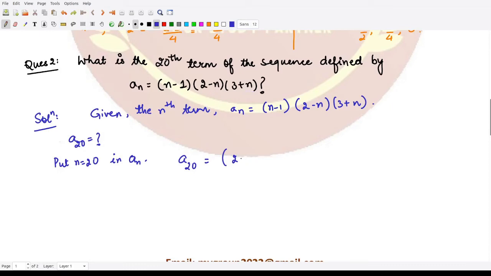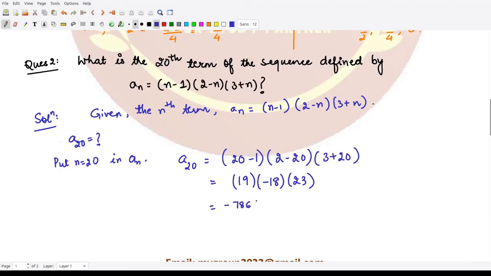So we have 20 minus 1 in the first bracket, then 2 minus 20 in the second bracket, and 3 plus 20 in the third bracket. We can solve each of the brackets individually to have 19 in the first bracket, minus 18 in the second bracket, and 23 in the third bracket, right? Next we can multiply them to have our answer. So our answer is minus 7866. You can check your calculations here.